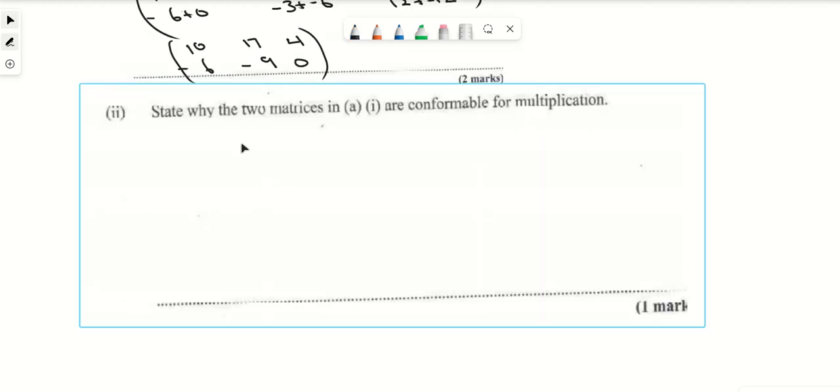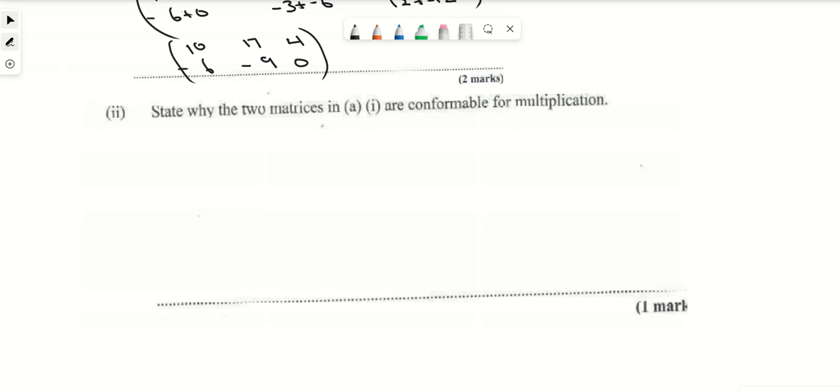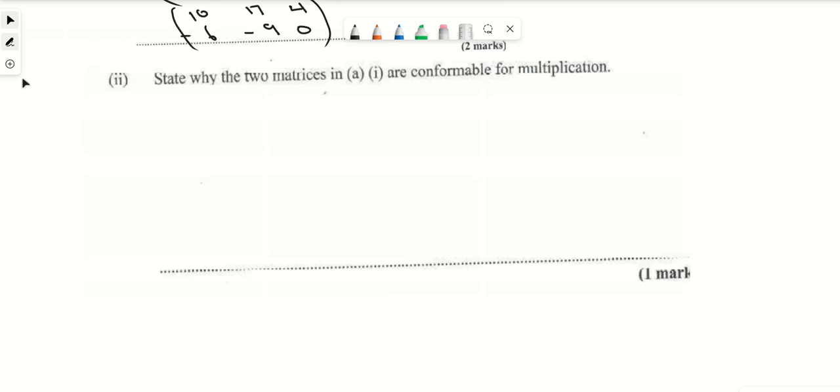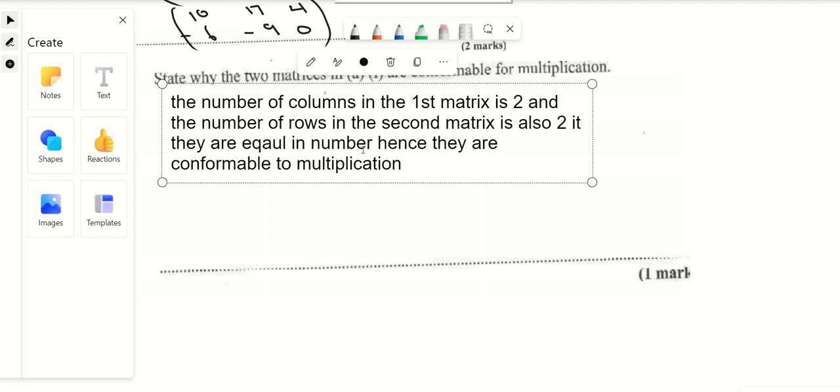So they said, state why the two matrices in A1 are conformable to multiplication. Now, first off, when they say conformable to multiplication, it means it's possible to multiply. And I already went through the reason why by putting these things on top, but they want a worded reason, right? So the number of columns in the first matrix is 2, and the number of rows in the second matrix is 2. Hence they are equal in number, hence they are conformable to multiplication.